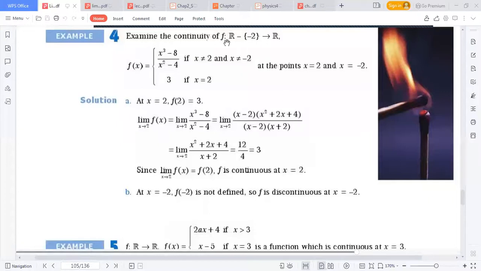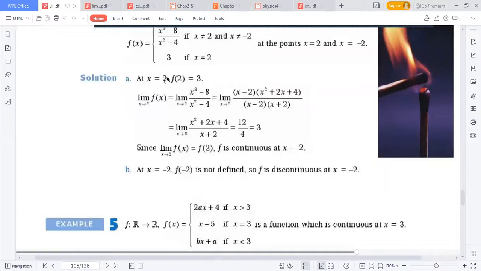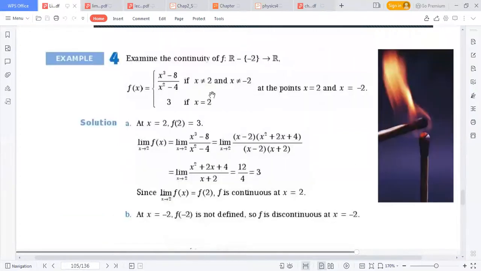This one, examine the continuity of this function. This is also a piecewise function. f of x equals x cube minus 8 over x square minus 4 if x doesn't equal 2 and x doesn't equal minus 2, and another function f of x equals 3 if x equals 2. So at the points x equals 2 and x equals minus 2, we have to examine the continuity. At x equals 2, f of 2 equals 3, and the left hand limit, right hand limit. If these 3 are equal, then it is continuous, and if these 3 are not equal, then it will be discontinuous. Okay, this will be homework for you.